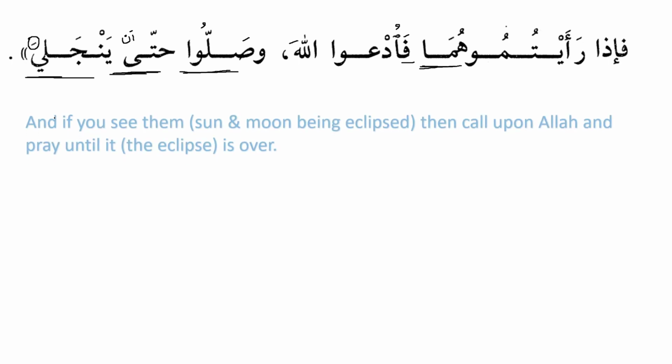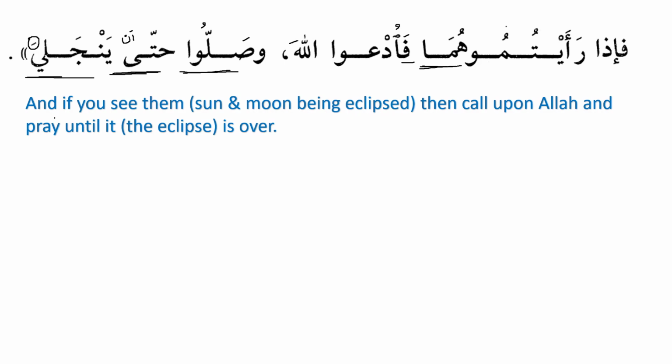Now we can see over here, yanjaliya, we have a hidden dhamir inside it, dhamirun mustatirun, and taqdiruhu huwa. Hatta yanjaliya, until it is clear, and what does that hidden dhamir refer to? It refers to the eclipse, al-kusuf, it refers to the eclipse. And the translation is over there.